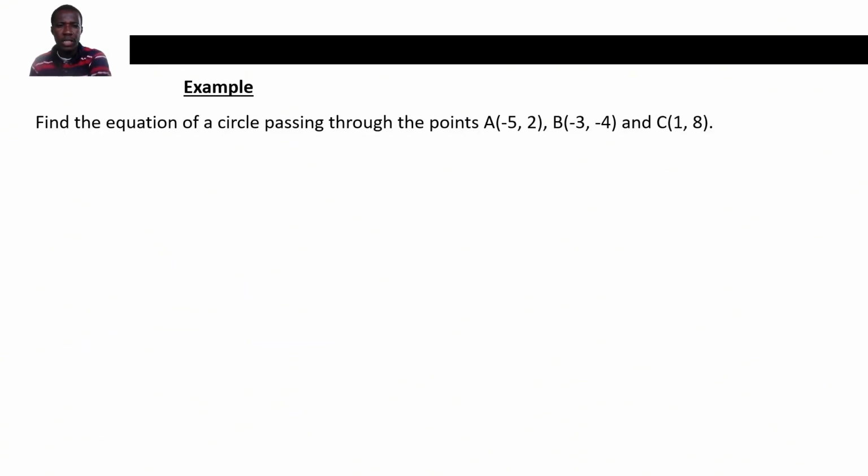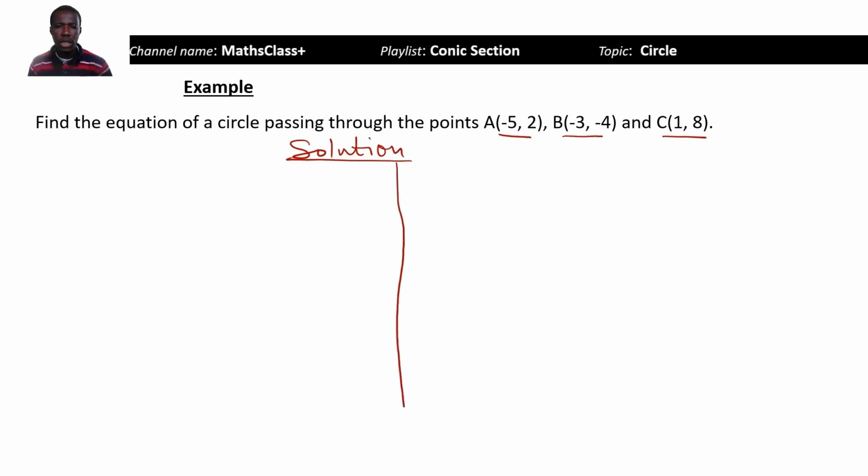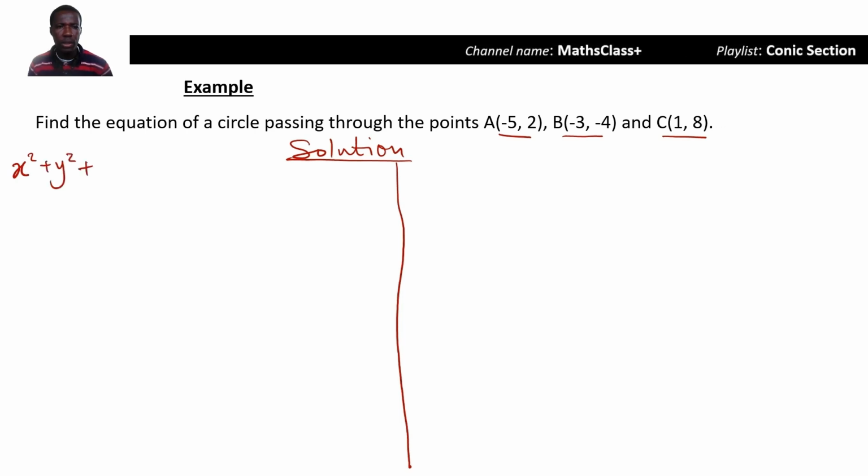Find the equation of a circle passing through the points A, B, and C as shown. Solution. So we are going to use the method where we substitute each point into the general formula. The general formula is x squared plus y squared plus 2gx plus 2fy plus c is equal to 0.